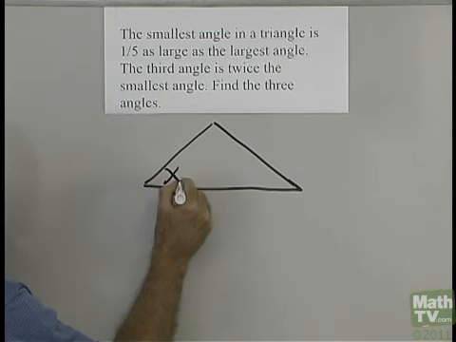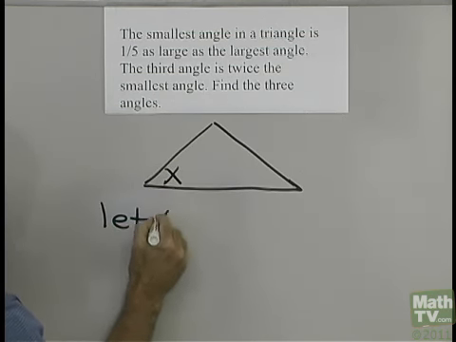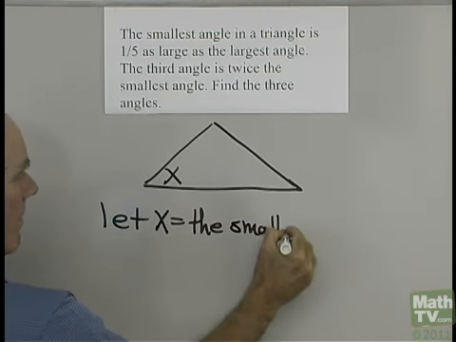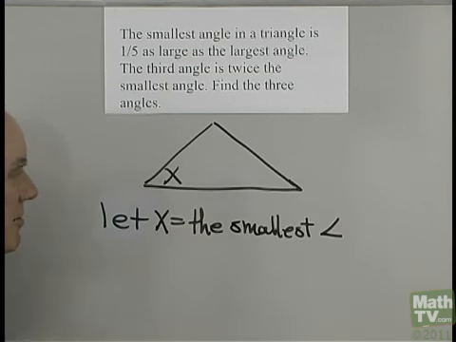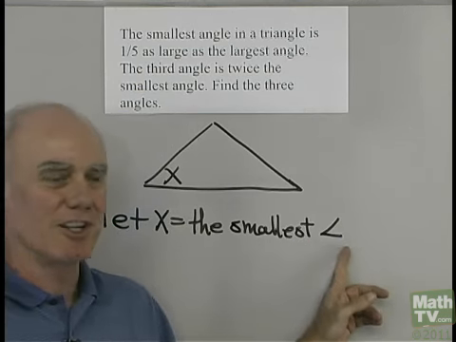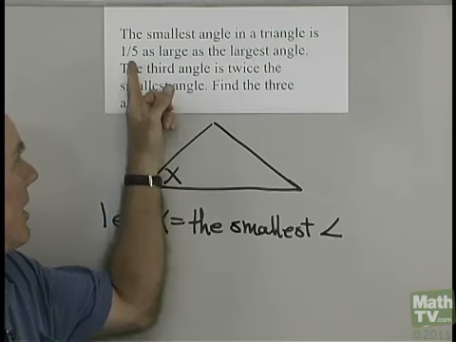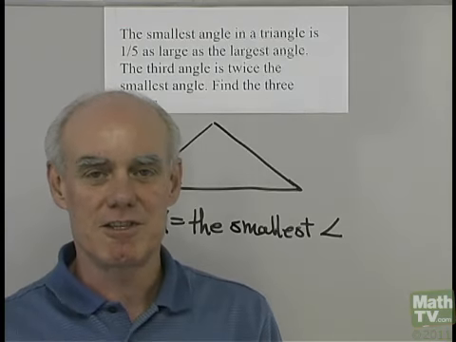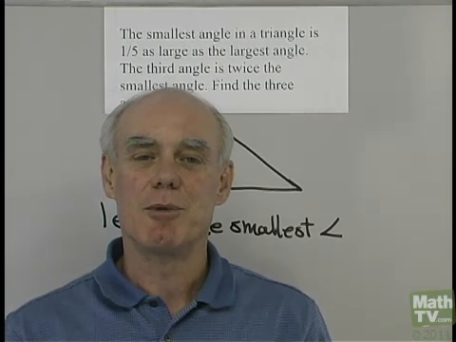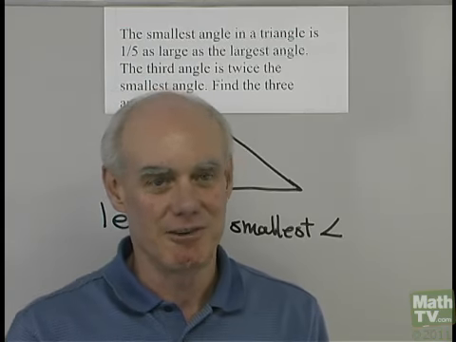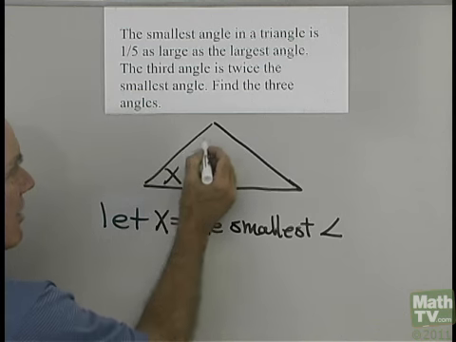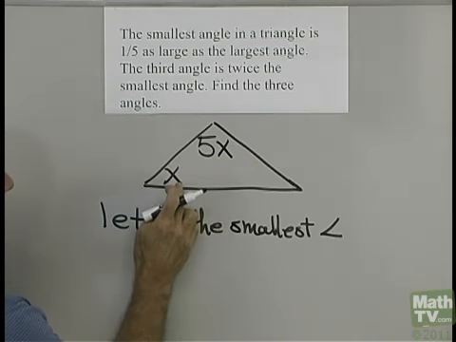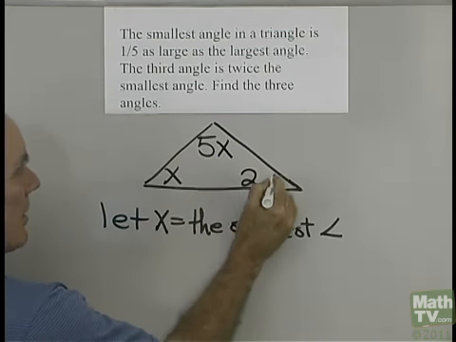The smallest angle is 1/5 as large as the largest angle. Let's let x be the smallest angle, and I'll just use that little symbol for angle. If the smallest angle is 1/5 as large as the largest angle, then the largest angle must be 5 times as big as the smallest angle. So if x is the smallest angle, the largest one is going to be 5x. And the third angle is twice the smallest angle, so that will be 2x.